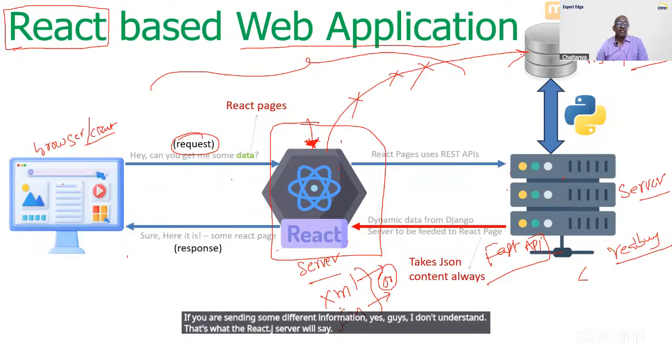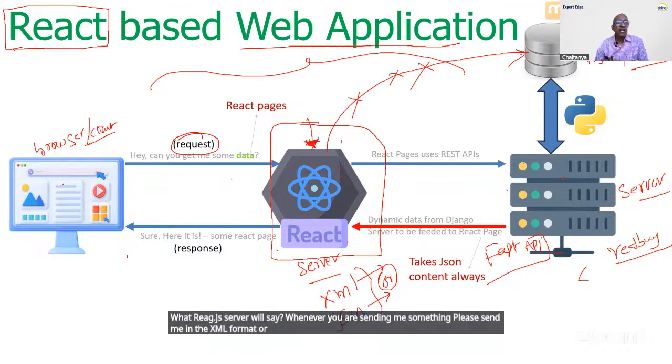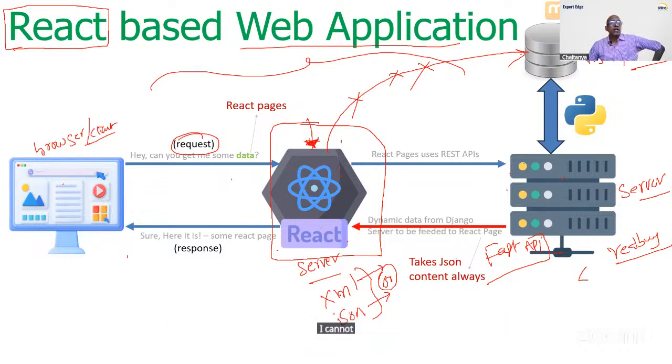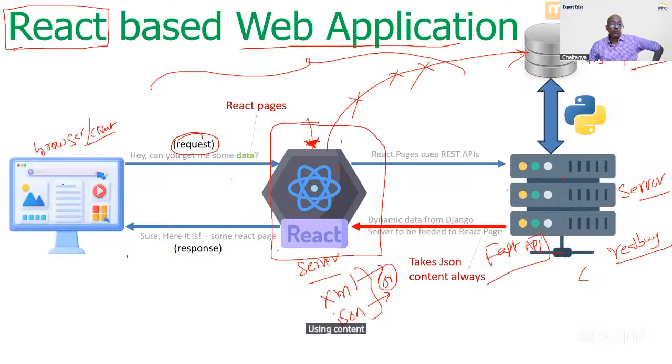What will the React.js server say? Whenever you send me something, please send it in XML format or JSON format, because I can understand only XML or JSON content. I cannot understand plain text content. I cannot understand HTML content, etc. Only XML content and JSON content I can understand, is what the React server is going to say.